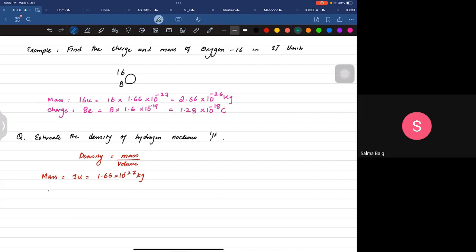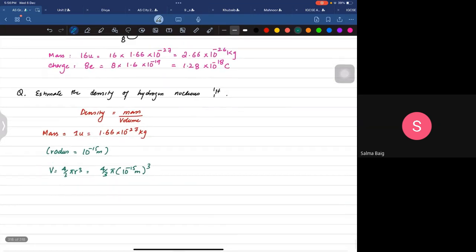But I told you that the radius of a nucleus is 10 raised to minus 15. So I can use V equals 4/3 pi r cubed as the formula for a sphere. We're assuming it's a sphere. So 4/3 pi, put 10 raised to minus 15 m here and take the cube. Then the density is mass over volume. So I'm going to divide 1.66 times 10 raised to minus 27 by 4/3 pi times 10 raised to minus 15 cubed. This gives me a density of 3.98 times 10 raised to power 17 kilograms per meter cubed. So it's very dense. All right, kids, any questions?